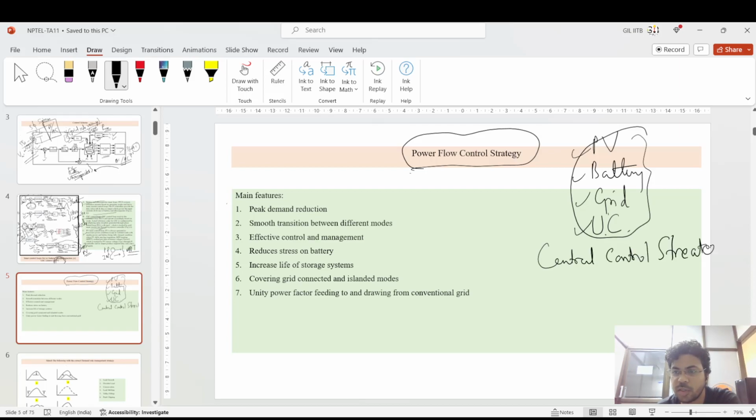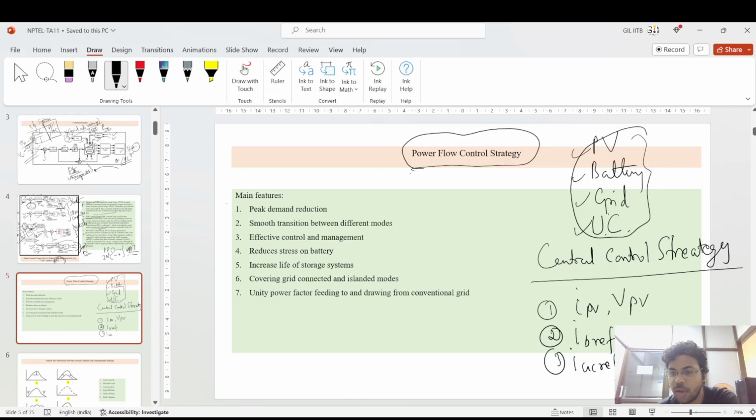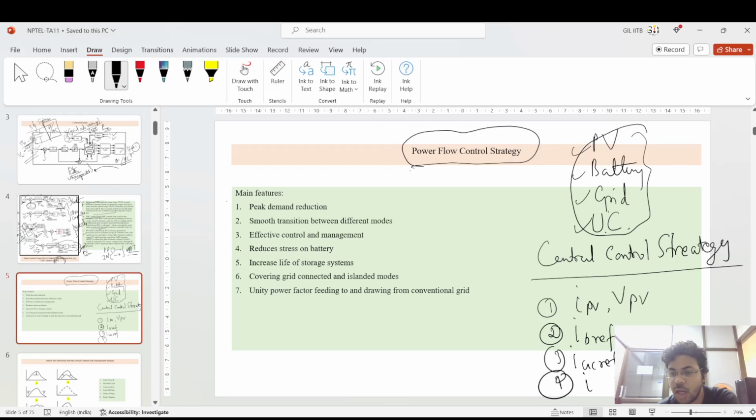The central control strategy is a must, by observing all the references: first the IPV reference or VPV reference, second the IB reference for the battery, third the IUC reference, and the fourth is the IG reference. So all these references are being checked and monitored, and it is in your hand what reference you should give in a particular situation.